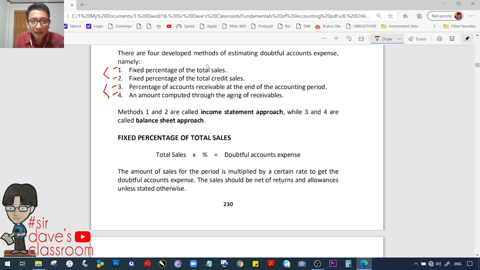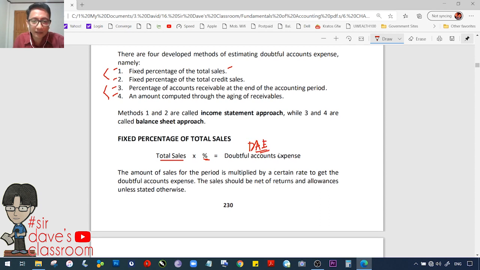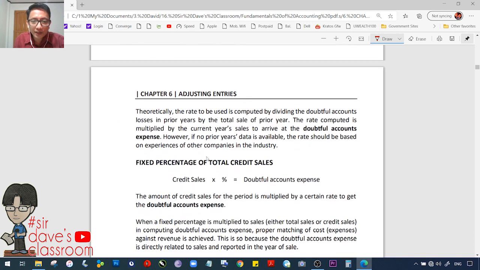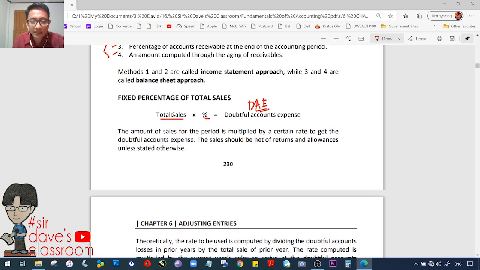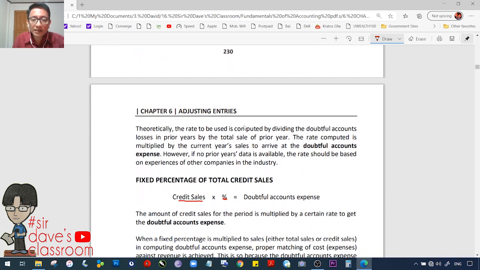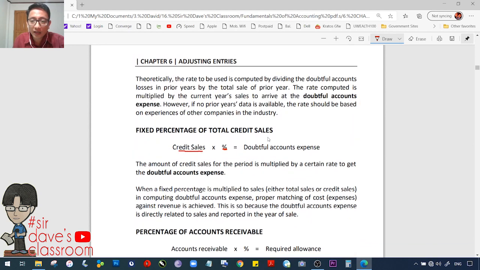Sa number 1, okay, fixed percentage of total sales, a certain percentage is multiplied by the total sales. Then you get your doubtful accounts expense. Yan yung nadiderive natin. Sa number 2, fixed percentage of total credit sales, a percentage is multiplied by credit sales. Kanina, total sales. Ibig sabihin, pag total sales, kasama yung cash at saka credit sales. Pagka naman credit sales, yung credit sales lang. And you arrive at your doubtful accounts expense.